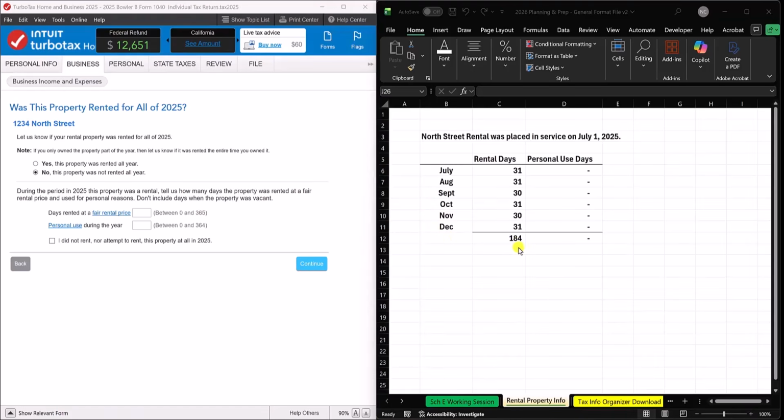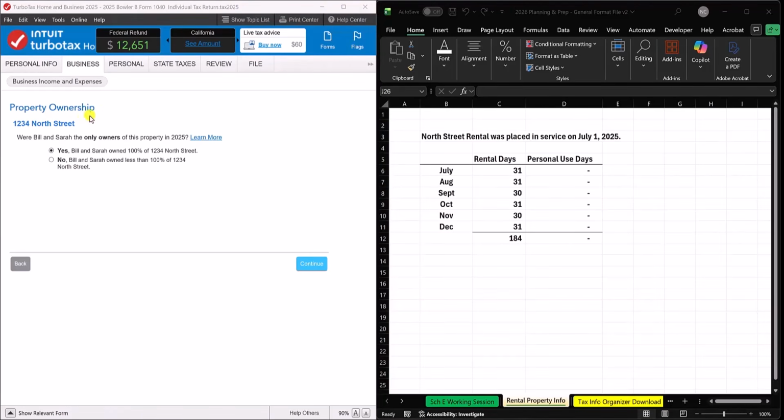That's a grand total of 184 rental days, and then we're going to say we have 0 personal use days. So I'm going to drop 184 days right here for the rental days, 0 for the personal use days. Continue. Property ownership. Were Bill and Sarah the only owners of this property in 2025?